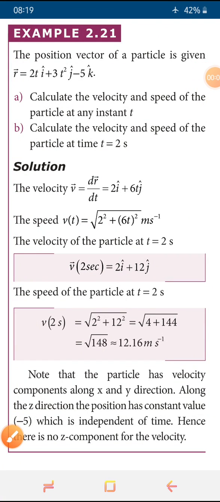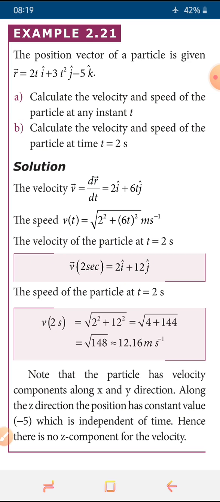Good morning, children. This is a unit about kinematics. In the last class we discussed example 2.20, and we finished that sum. Today we'll see most of the sums in this unit, and we'll start example 2.21. First, let's listen to the question.